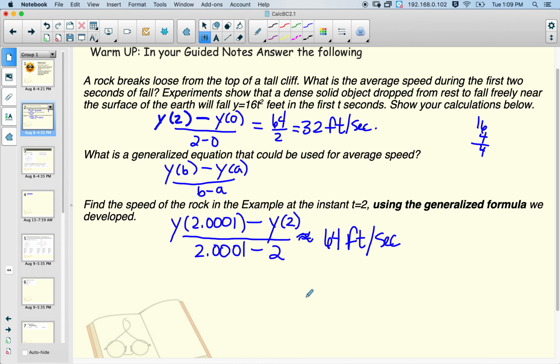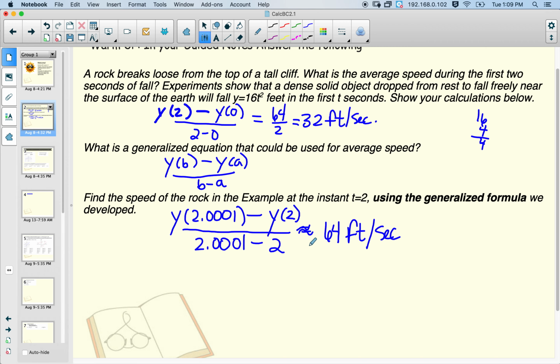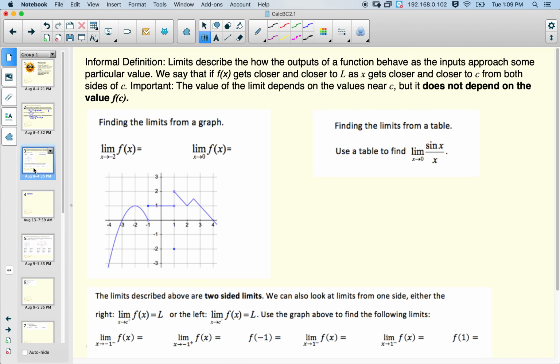Okay, so back to our notes. So that is average rate of change. And then we use that average rate of change to get really as close as we could to the instantaneous rate of change. So using this idea of getting really, really close to something, let's talk about limits. An informal definition is a limit describes how the outputs of a function behave as the inputs approach a particular value. So let's apply this.